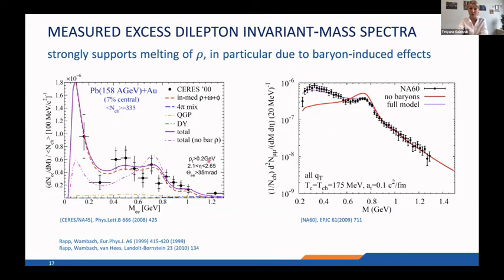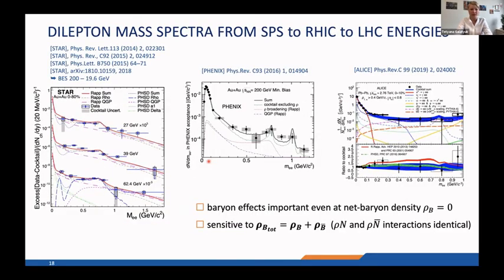What happens if we move on with the collision energy, where the net baryon density is getting smaller? Here I brought you results from the STAR collaboration and the beam energy scan. Here just an example for three energies, but in general measurements from 200 GeV down to 19.6 GeV in the center of mass energy exist.